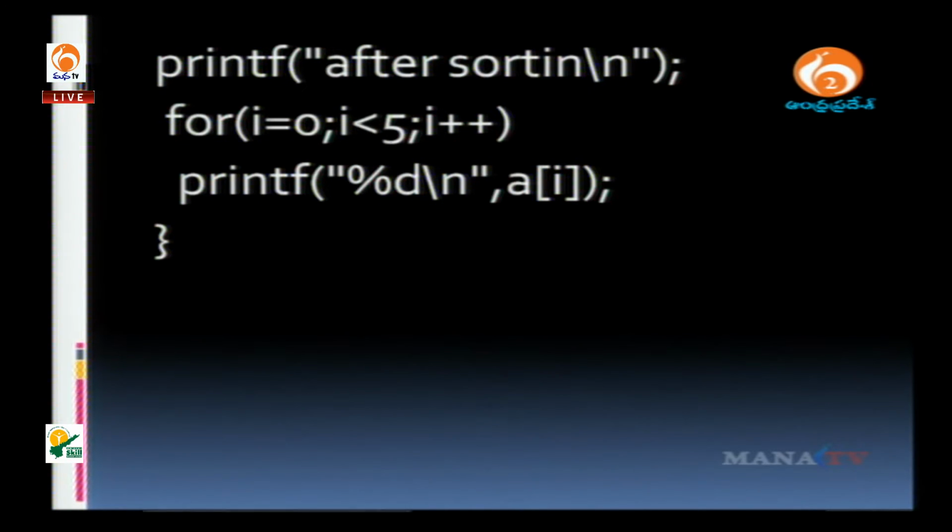After sorting, now we are displaying the sorted array. For i equal to 0, i less than 5, i plus plus, printf %d backslash n, A of i. If there is only one statement in the for loop, there is no need to write the braces; here the braces are optional. This is the end of the main function.